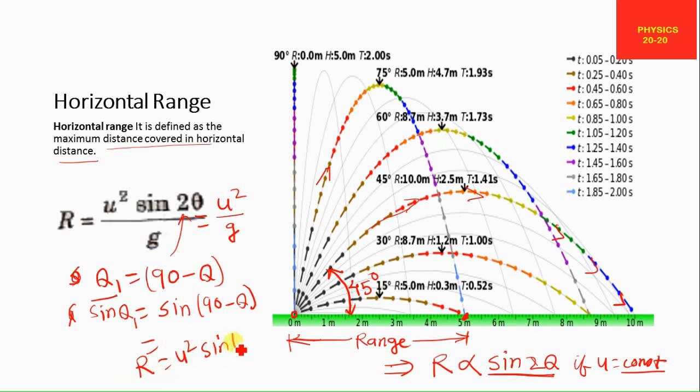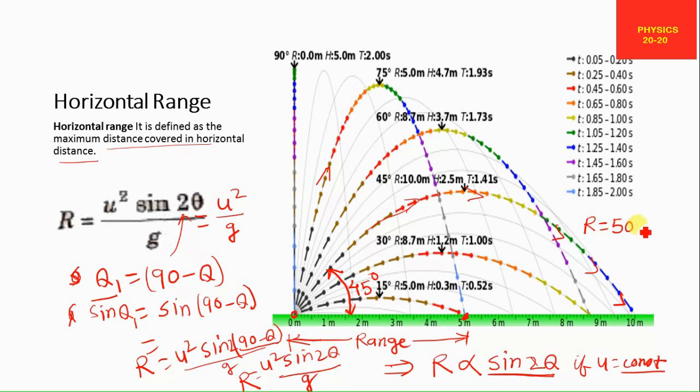This can be further represented like this: u square sine of 2 times 90 minus theta, so this is sine of 180 minus 2 theta, which is u square sine of 2 theta by g. That means if the angle of projection is theta, then 90 minus theta will also have the same range.